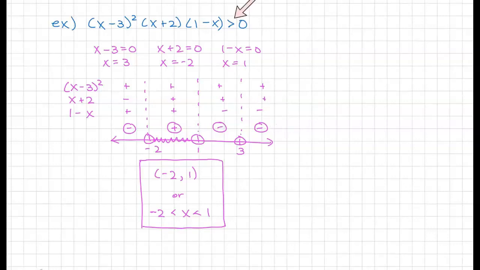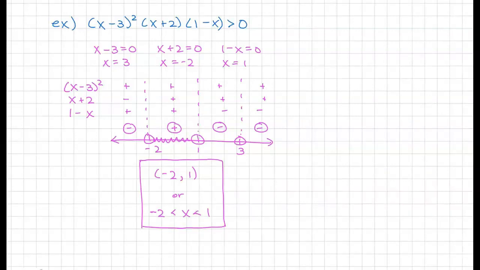So going back to the original problem, it was greater than 0. That's what we cared about. We didn't want equal to 0, so that's why I put open circles here. But then greater than 0 means positive, so there's only one interval where it's positive. It's positive just right here, so there's our answer.